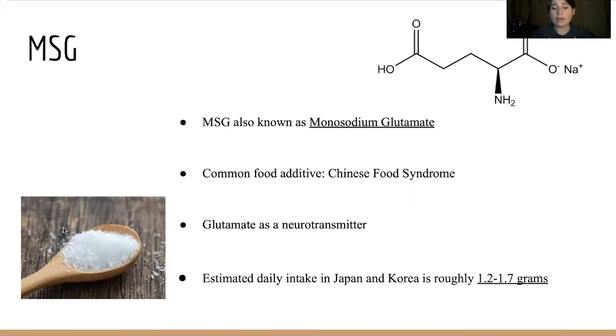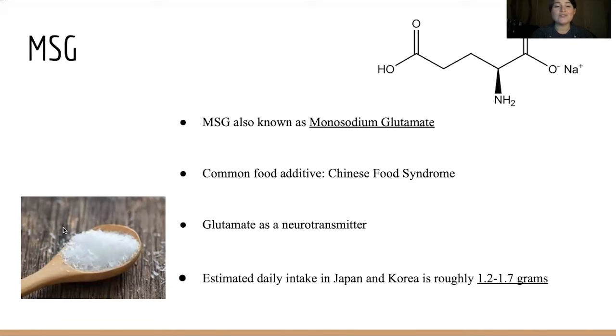The average intake for MSG in the US and the UK is about 0.55 to 0.58 grams, and in Japan and Korea, it is roughly 1.2 to 1.7 grams. Seeing the increase in Japan and Korea can lead us into how MSG is highly used in Asian dishes.